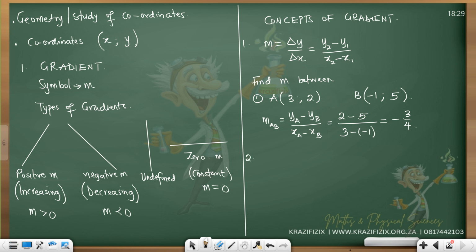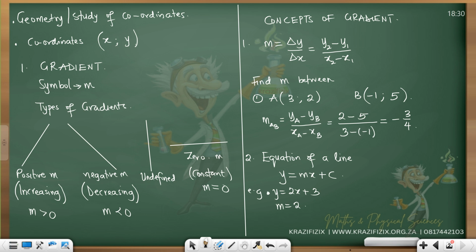Number 2, we can get gradient from the equation of a line. From the equation of a line, which we know from grade 10, y is equal to mx plus c. But you can only do that after writing it as y equals mx plus c. Right? So for example, if I give you y equals 2x plus 3, it means my gradient is positive 2.